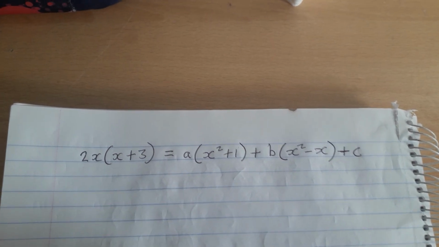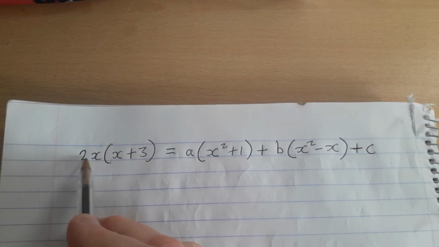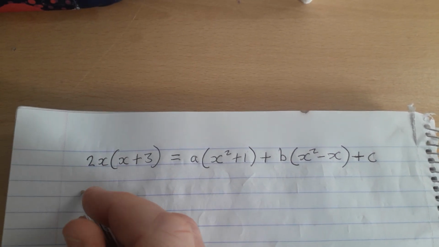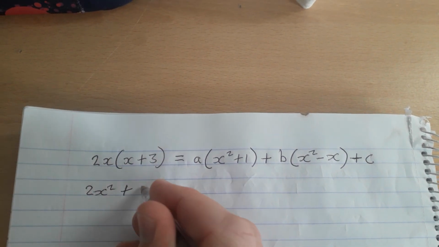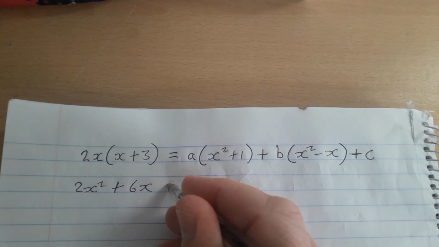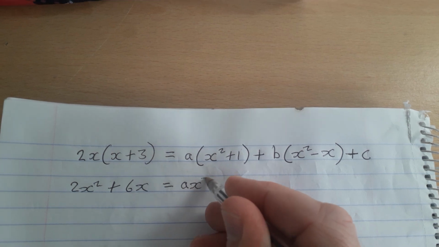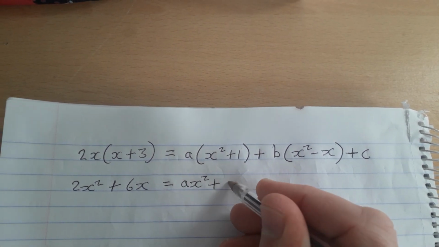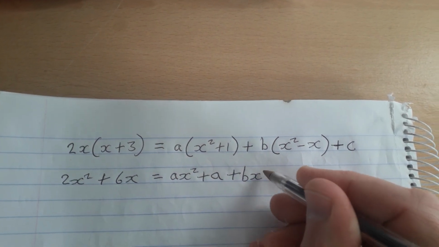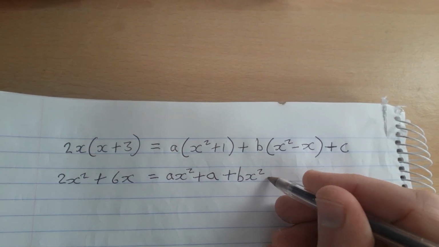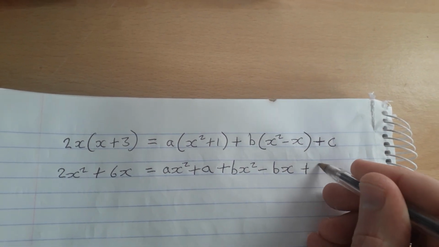So the first thing we do with this type of question is just get rid of those pesky brackets. So multiply out to get rid of the brackets. On this side we have 2x times x, it's 2x squared. 2x times 3 is 6x. On this side of the brackets, a times x squared is ax squared. A times 1 is a. B times x squared is bx squared. B times minus x is minus bx. And then we've just got plus c at the end.